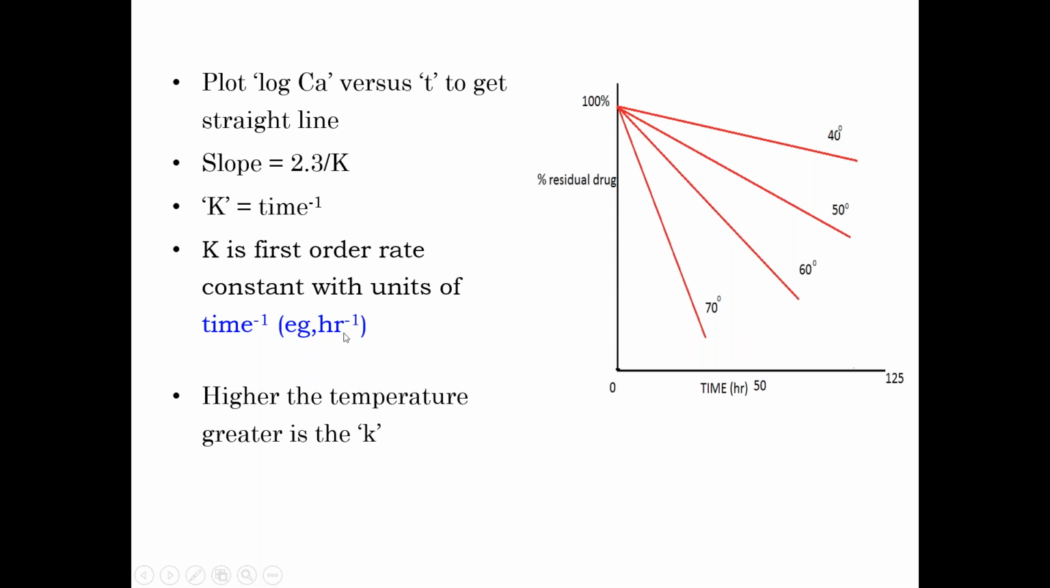Once you have the k value, I can correlate something. As I determine the k value, I can conclude that the higher the temperature, the greater is the k value, and the faster will be the reaction.